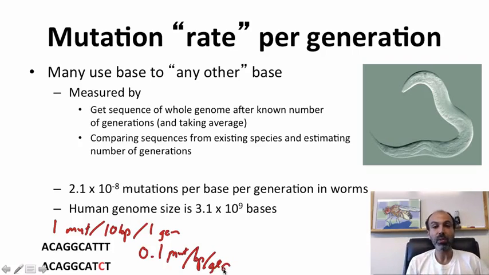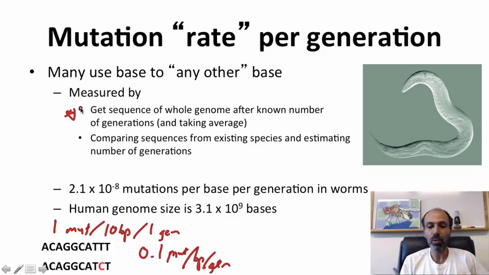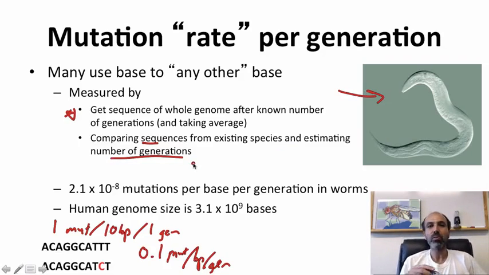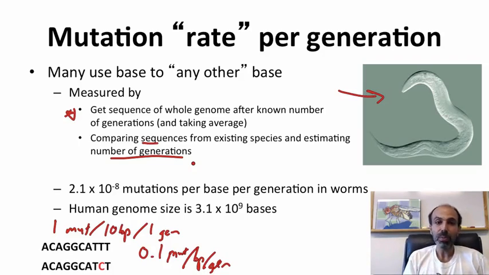So that's the kind of thing you can do. This is something that's commonly done in model organisms, such as, for example, C. elegans. This is a classic worm example. Now, another thing people will do is to compare sequences from existing species and estimate the number of generations. So, for example, if you could get a guesstimate of how many generations there are that distinguish humans from chimps, and you counted all the base differences between humans and chimps, you could get a mutation rate from that as well. So let me give you a couple of real numbers.